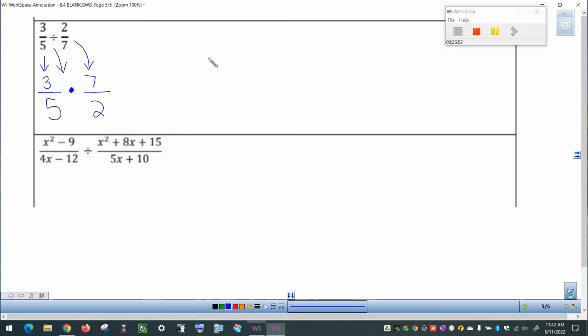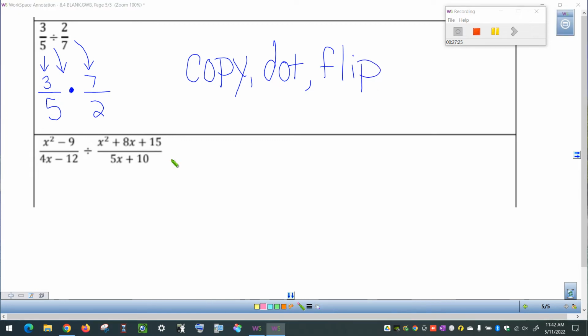The phrase that I like to think about to help remember what to do here is I call this copy dot flip. Copy means I'm just going to recopy the original fraction. The dot part means that we're going to turn that division sign into multiplication. And the flip means we're taking the reciprocal. So we're flipping the second fraction, the numerator and denominator change places.